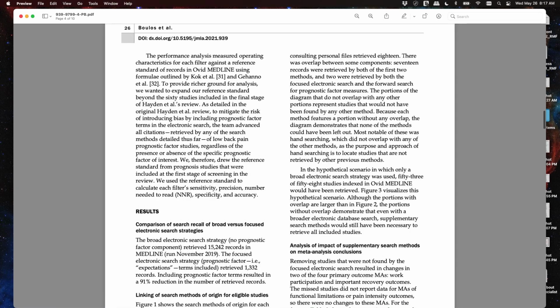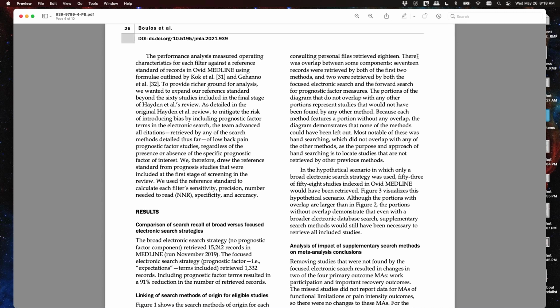Okay, should we go on, or should we at this point already allow some questions or some remarks on the methods they used? Robin, what do you think? Does anyone have any questions? I do want to go back to that point because I'm really unclear what they did here for their reference standards. I'm reading this section between expand our reference standard beyond the 60 studies included in the final stage. And then I assume they took the results before screening. Is that what you're thinking too, Marie-Angie?